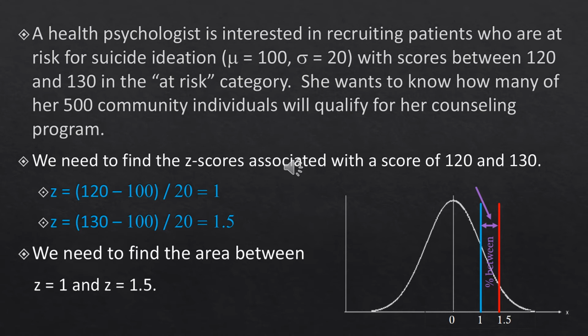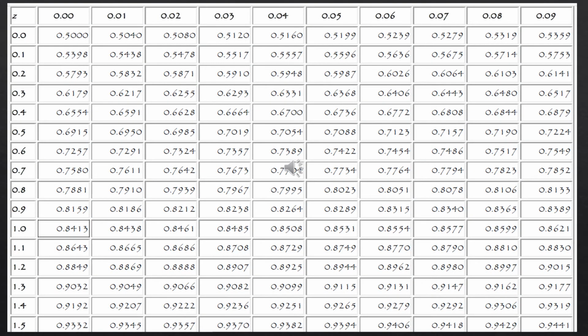So we can find the z-scores easy enough. I get a z-score of 1 for 120 and a z-score of 1.5 for 130. And now we need the table. So for a z-score of 1.5, I get 93.32% of the scores in the body. And for a z-score of 1, I get 84.13% of z-scores in the body.